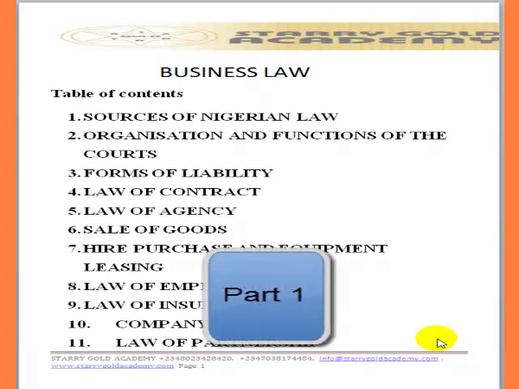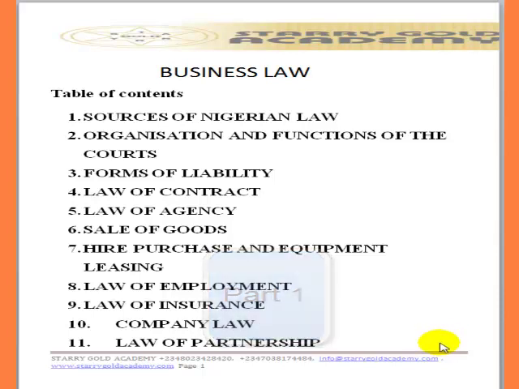This is business law. You should know that the purpose of business law in your profession is to get you familiar with the law regulating your business environment. So we have this table of content. We have number one. These are the topics we are going to deal with.